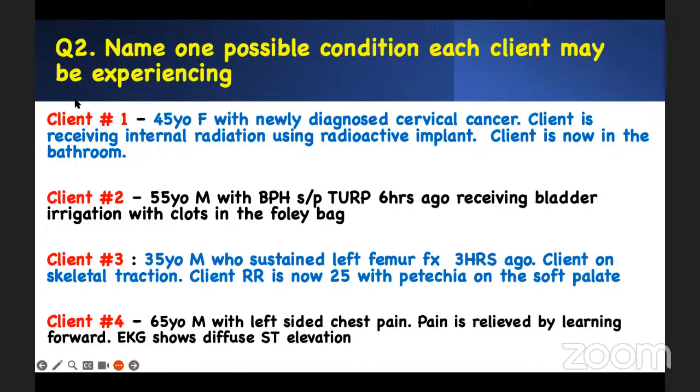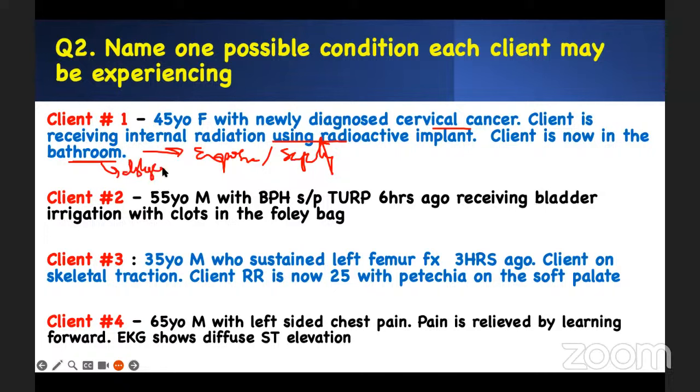Number 1, what is he suffering from? Cervical cancer, right? Getting radiation. It's in the bathroom. What is the problem? This is an exposure issue. It's a safety problem. Everybody is going to be in trouble. You're not supposed to get out, otherwise the thing is dislodged. So we have an issue with it.